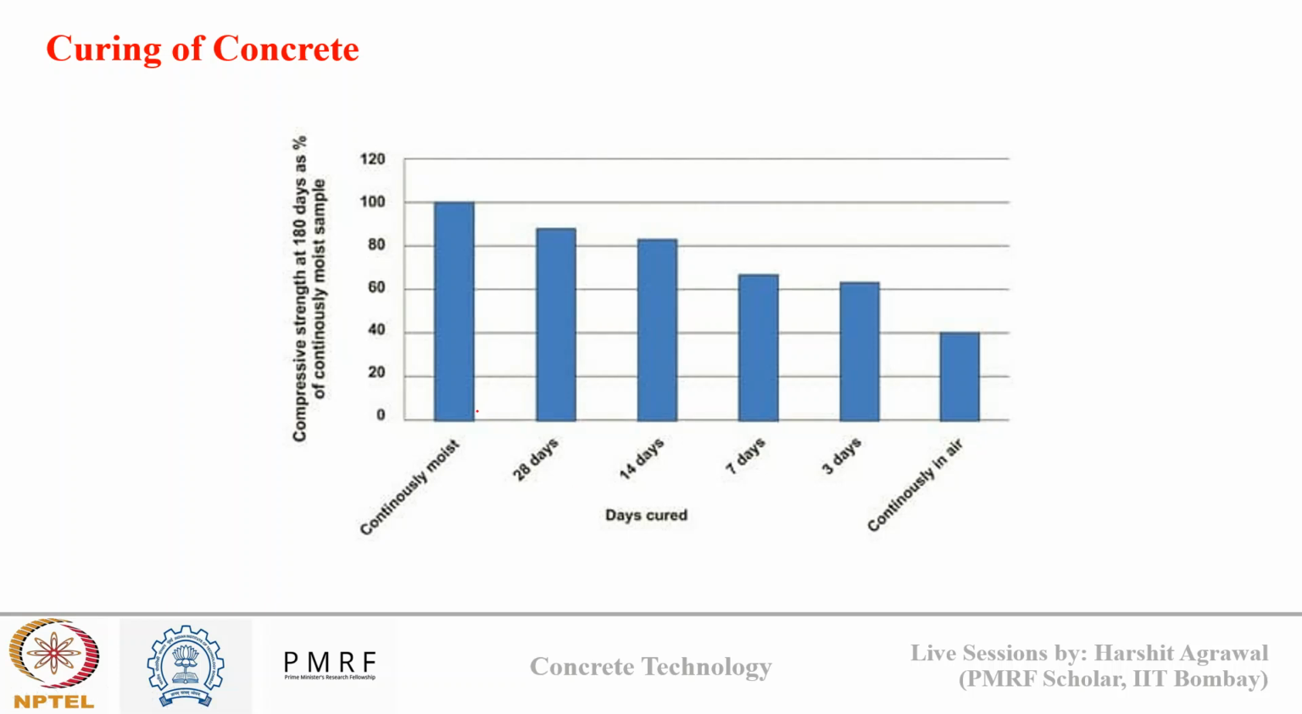In this figure, you can see how different ways of curing can affect the compressive strength of concrete. We have continuous moist curing. If we do air curing, we will only achieve 40% of the maximum strength which we would have achieved in continuous moist curing. And after different curing days, you can see how strength gain is changing.